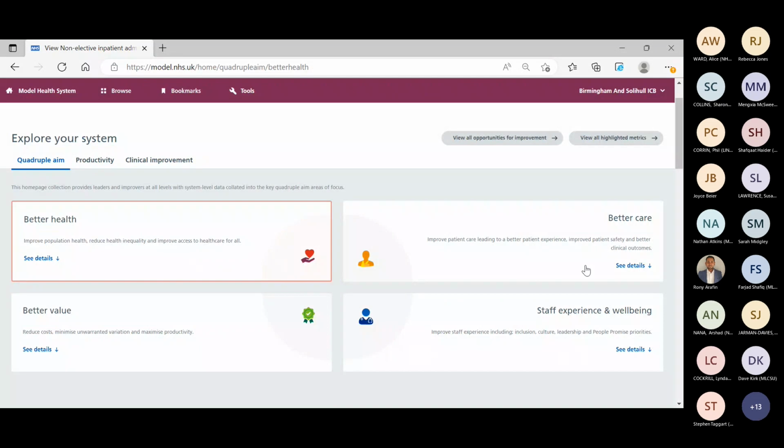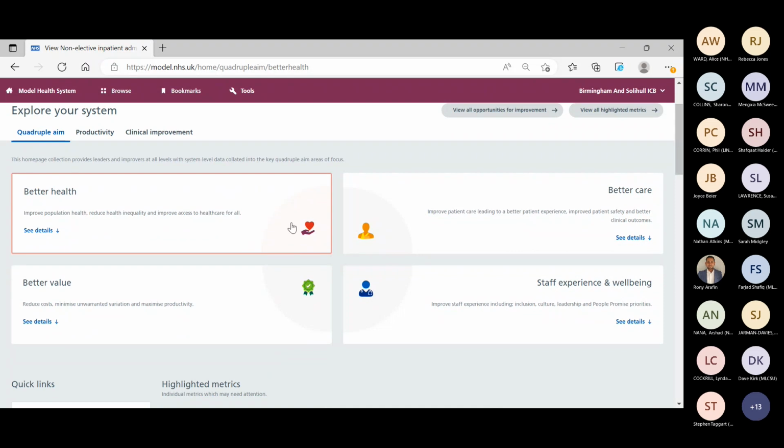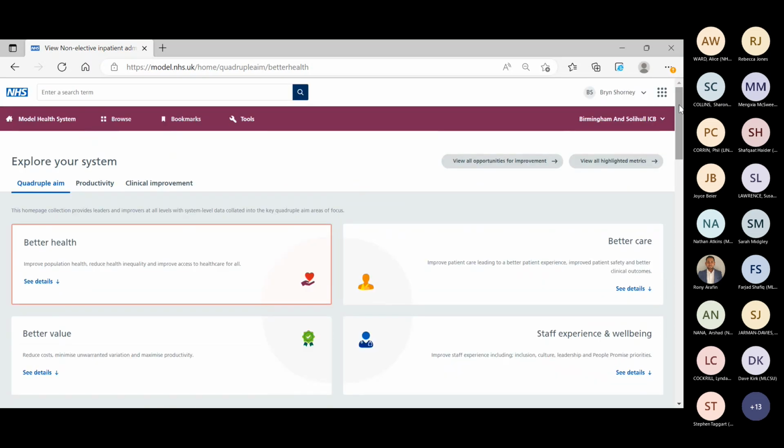Better health, better care, better value, and staff experience and well-being, which is similar to the 5 areas Becca covered in the introduction, except we don't have inequalities here. That is just going to be embedded across all of the sections.